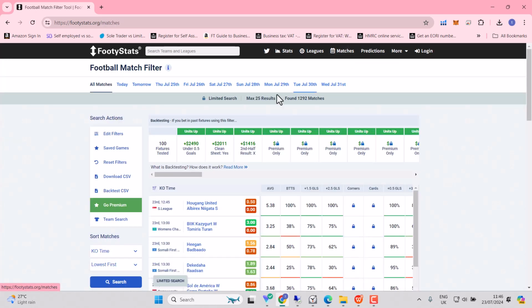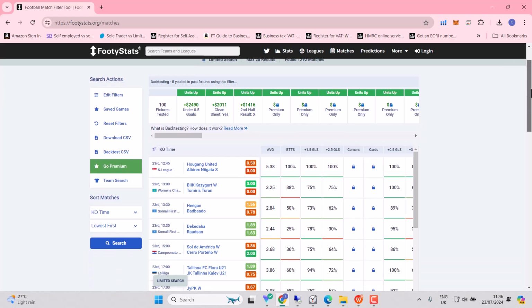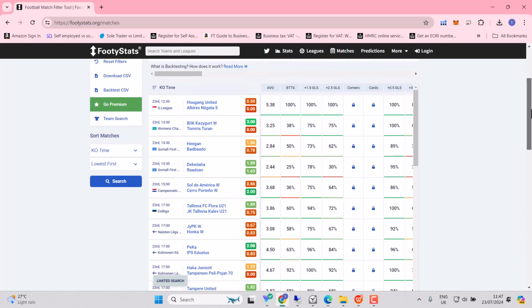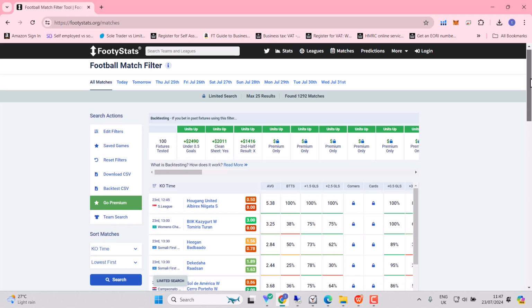Here's the matches. It's got back testing as well. It's all a little too many bells and whistles for me. I don't need personally all of this info, but if you want to have a look round and if you can find a profitable angle, off you go. Look at this: 100 fixtures tested, under 0.5 goals, plus 2.2490, which is unbelievable. So do have a look. Read more if you want to have a look at the back testing. This is why I've given this website an honourable mention.